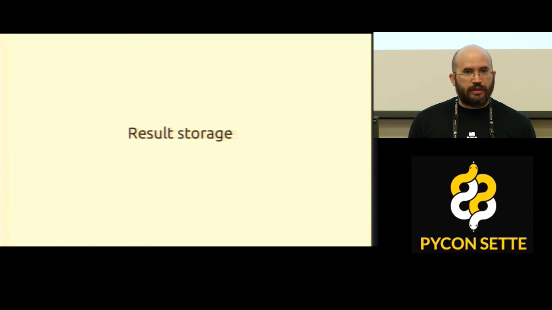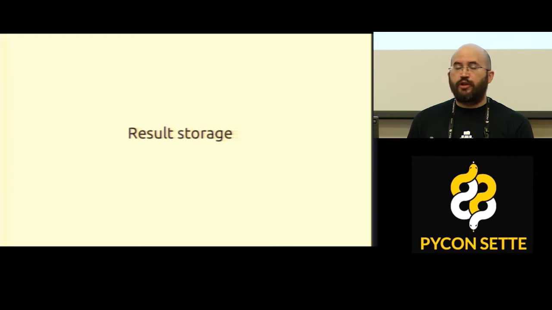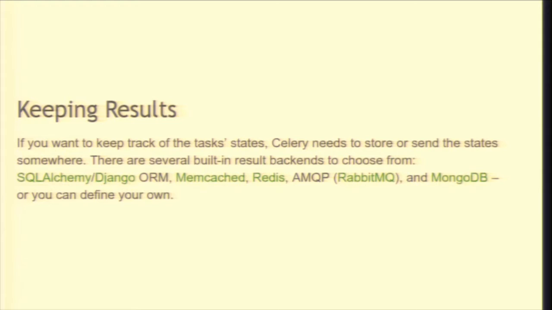The result storage, as I say, is because the tasks run in the background. You don't know when, you don't know where they're going to finish, but you need to be able to access whatever result they're going to return to you. And Celery can also use several backends to store the results: Memcache, even the ORM of Django, Redis, Rabbit, and even MongoDB.